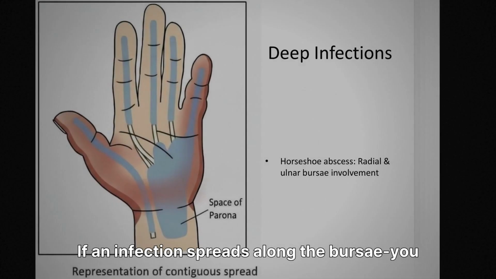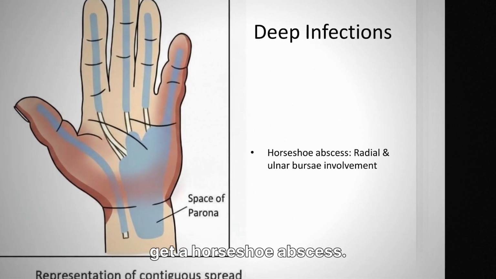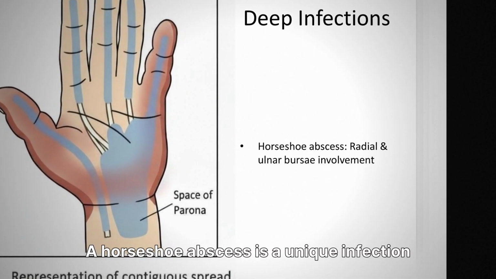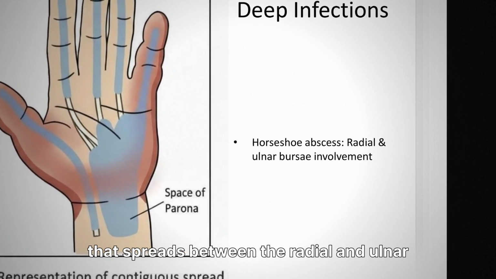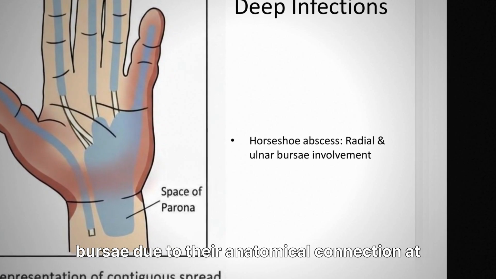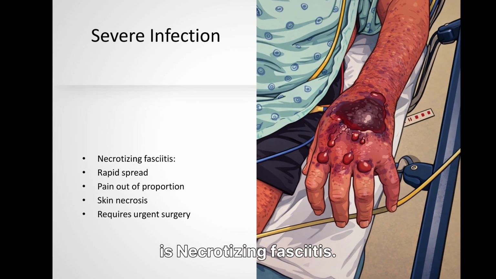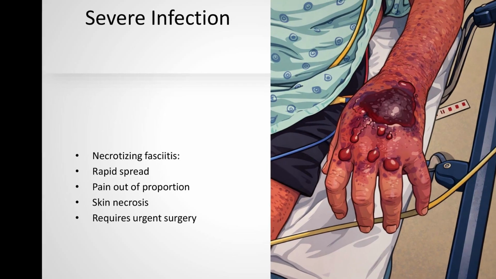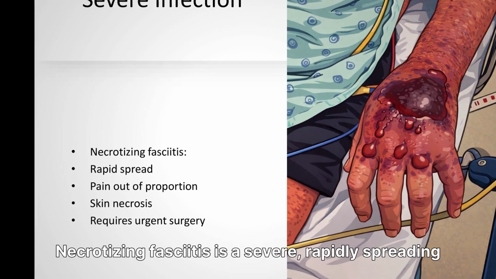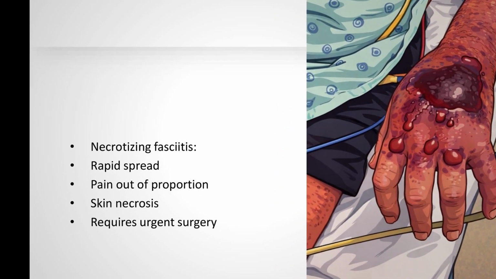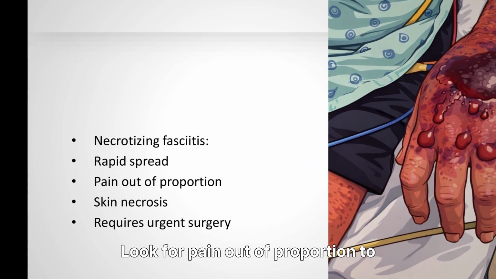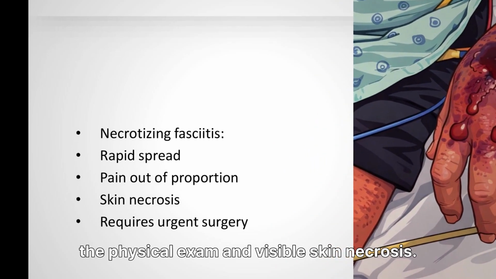If an infection spreads along the bursae, you get a horseshoe abscess. A horseshoe abscess is a unique infection that spreads between the radial and ulnar bursae due to their anatomical connection at the wrist. And the most dangerous of them all is necrotizing fasciitis. Necrotizing fasciitis is a severe, rapidly spreading emergency. Look for pain out of proportion to the physical exam and visible skin necrosis.